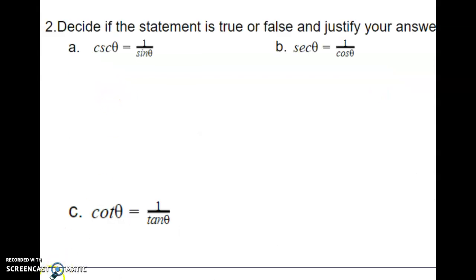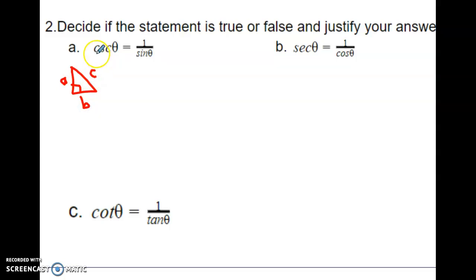Some problems that we would have to look at with this would be, for example, looking to see is the cosecant of theta equal to 1 over the sine of theta, or in other words, the reciprocal of the sine of theta. So let's look at a triangle again because we want to prove that these are either true or false. So I'm just going to call this side A, and this side B, and this side C.